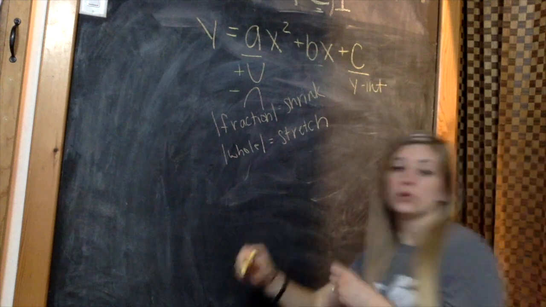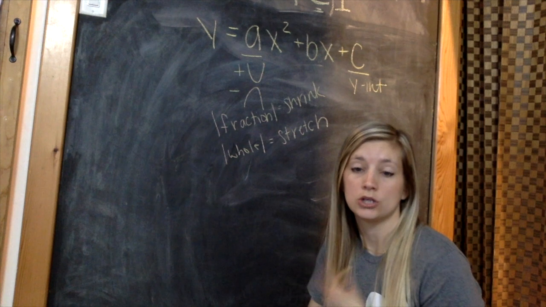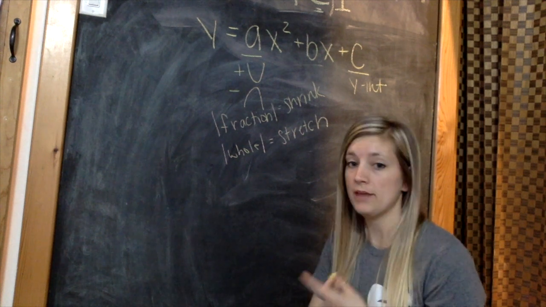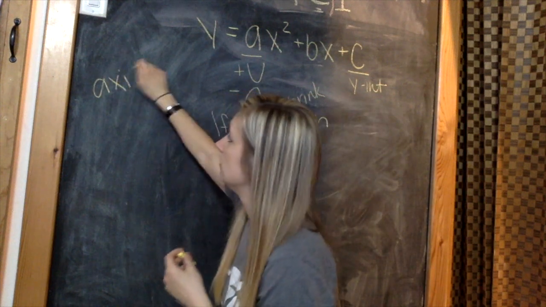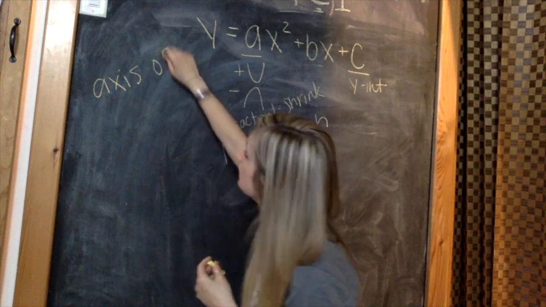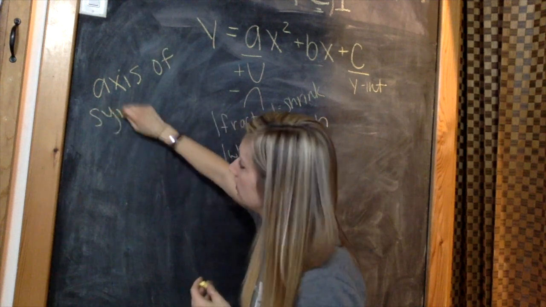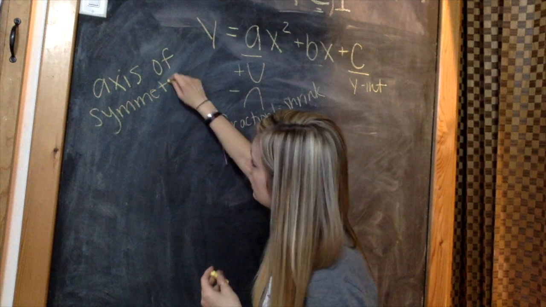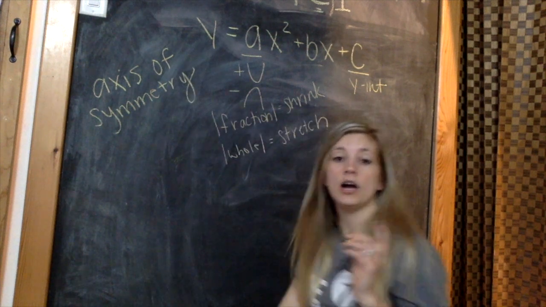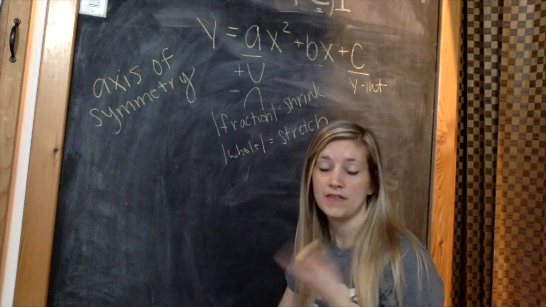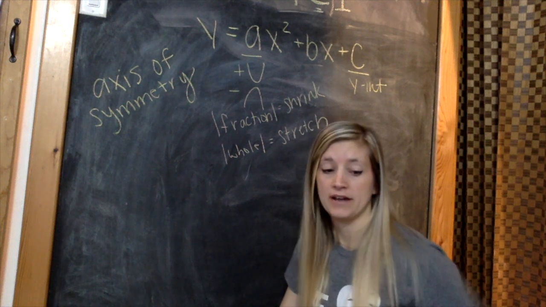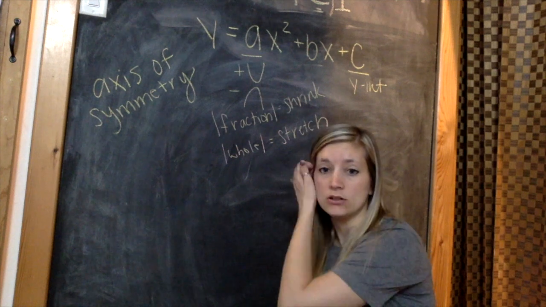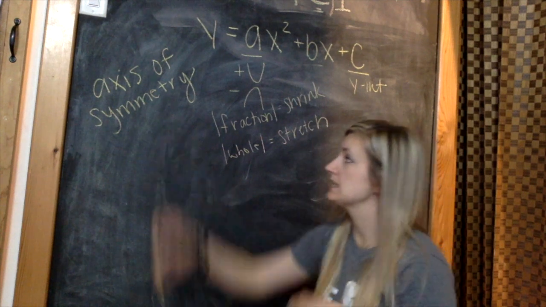Okay, so what we need to do is learn one more vocabulary word, and that vocabulary word is axis of symmetry. Can you see? Yeah, axis of symmetry. This is on your vocabulary grid. If you want to get that out and fill it in, that's completely up to you. That's what we would be doing in class right now, but again, it is up to you on what you want to do.